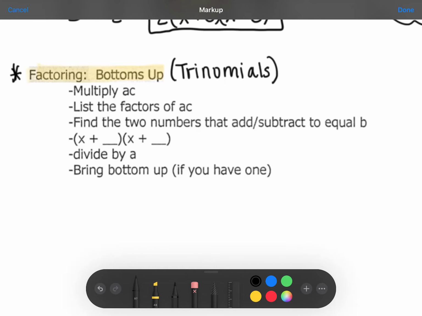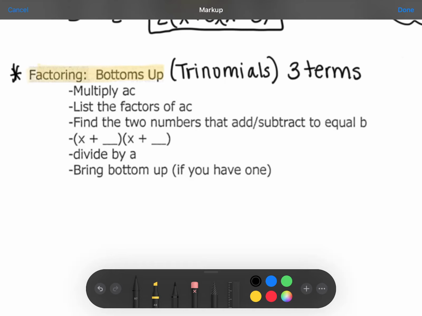All right, the next one, this is the big one. This is the important one. Most of our quadratics are going to be trinomials. Trinomials means you have 3 terms. And so anytime you have 3 terms, you're going to use this method that we call bottoms up.